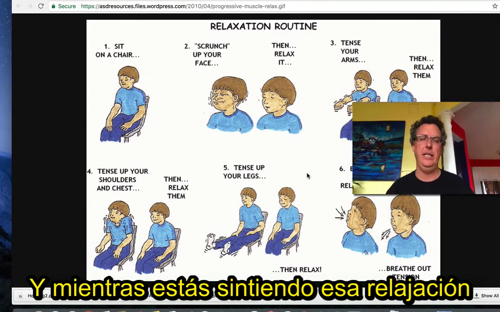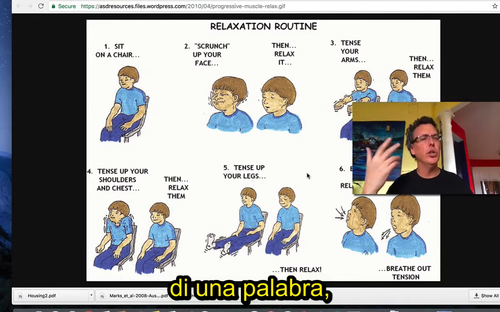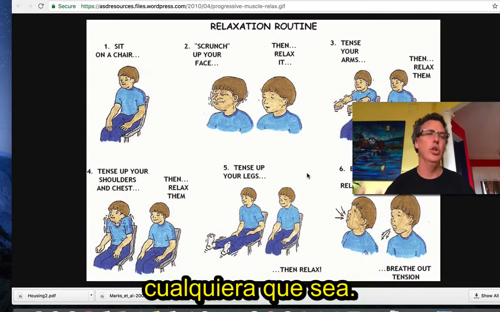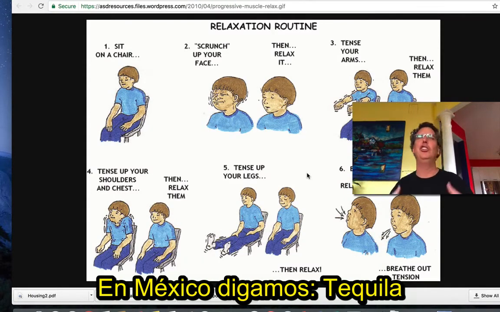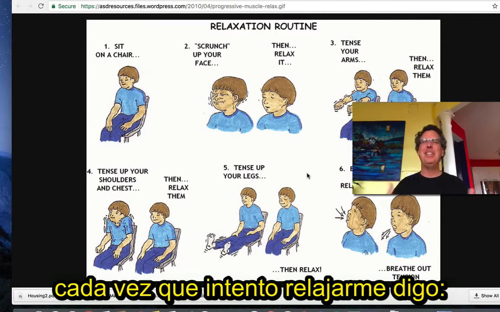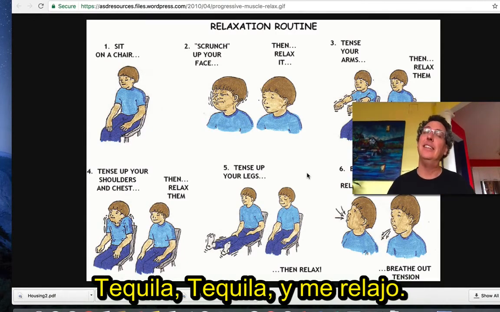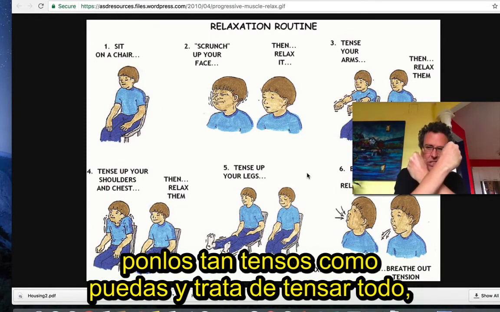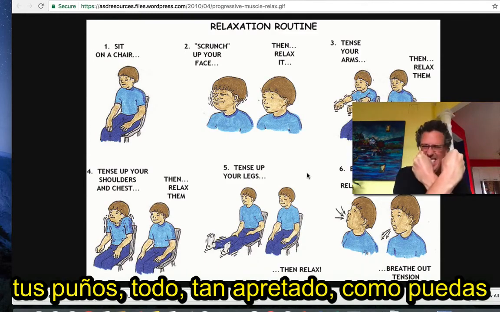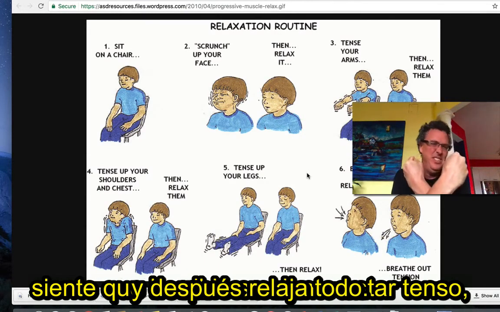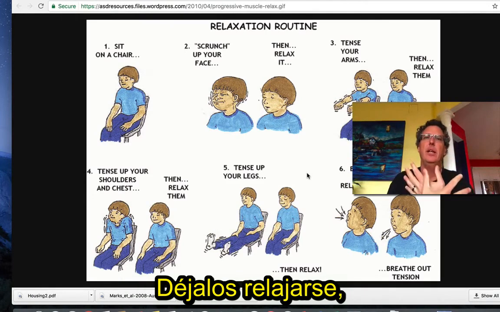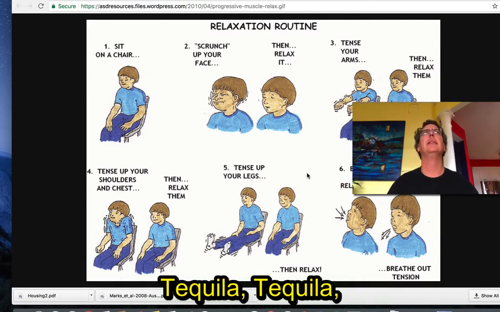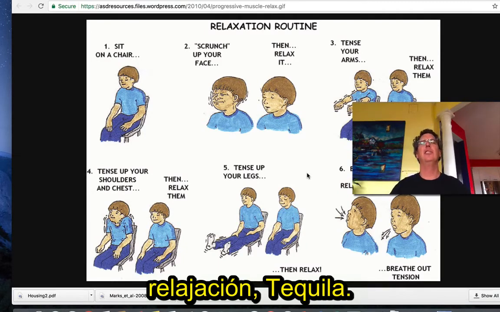While you're feeling that relaxation, say a word over and over to yourself. That word will be your relaxation word, whatever it might be. Mexico, let's see, tequila. So every time I try to relax, I say tequila, tequila, and I relax. Now we move to the next thing, the arms. Tense your arms, make them as tight as you can, your fists, everything as tense as you can make it. Feel how horrible that feels to be tense, and then relax everything. Feel that relaxation. Tequila, tequila.